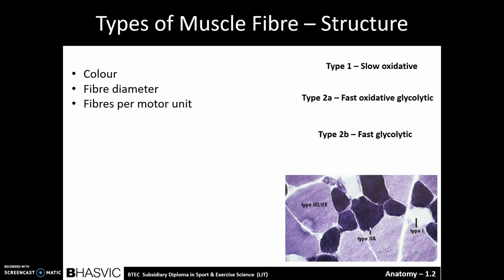So a FOG would have approximately 300 to 800 muscle fibers per motor unit, but it would be more towards the lower end of that, towards the 300 rather than the 800. And the fast glycolytic muscle fibers would have the most muscle fibers per motor unit. That would also be about 300 to 800 depending on the person and genetics, but is the highest out of the three.